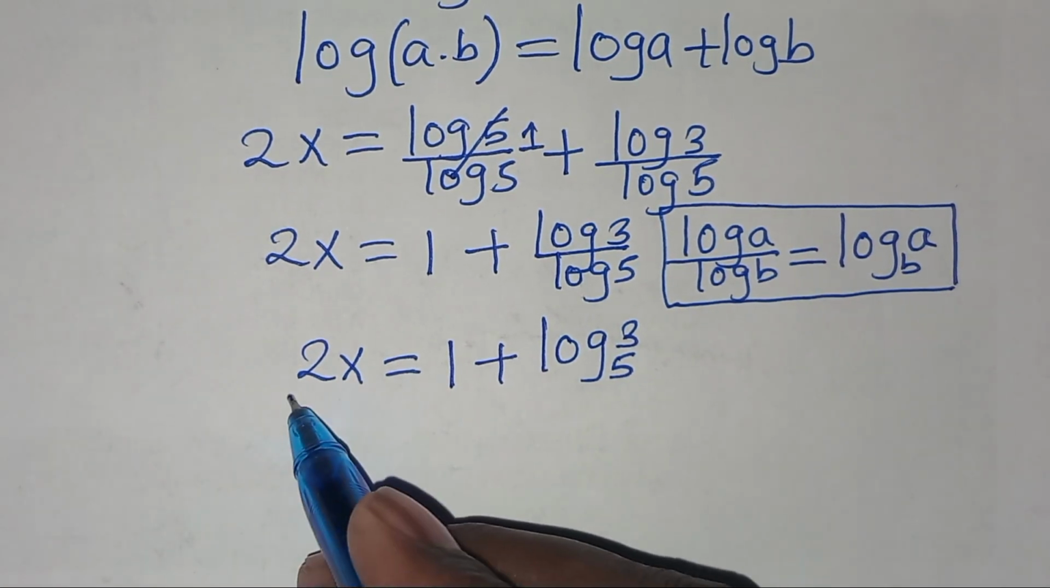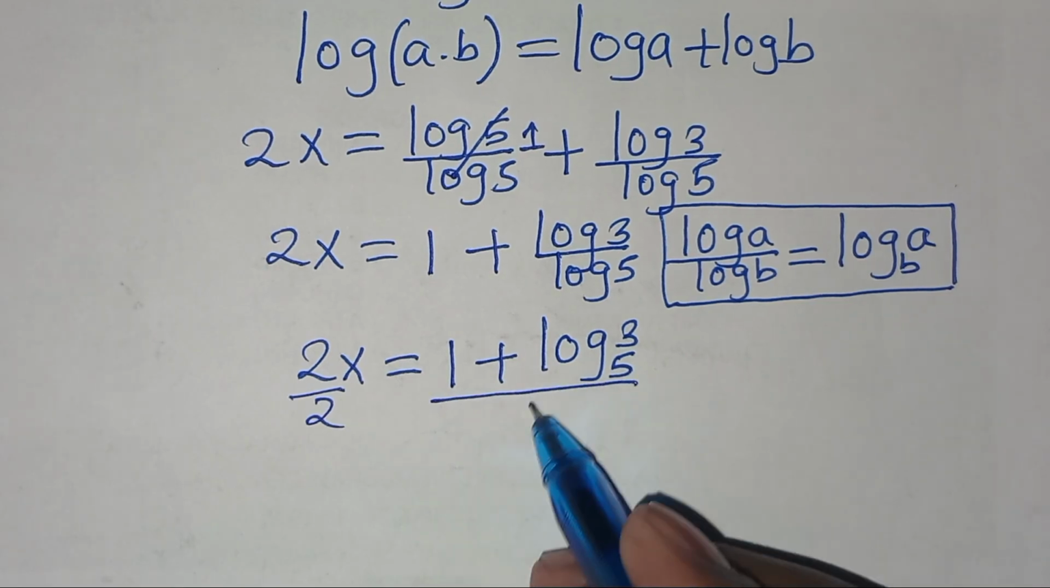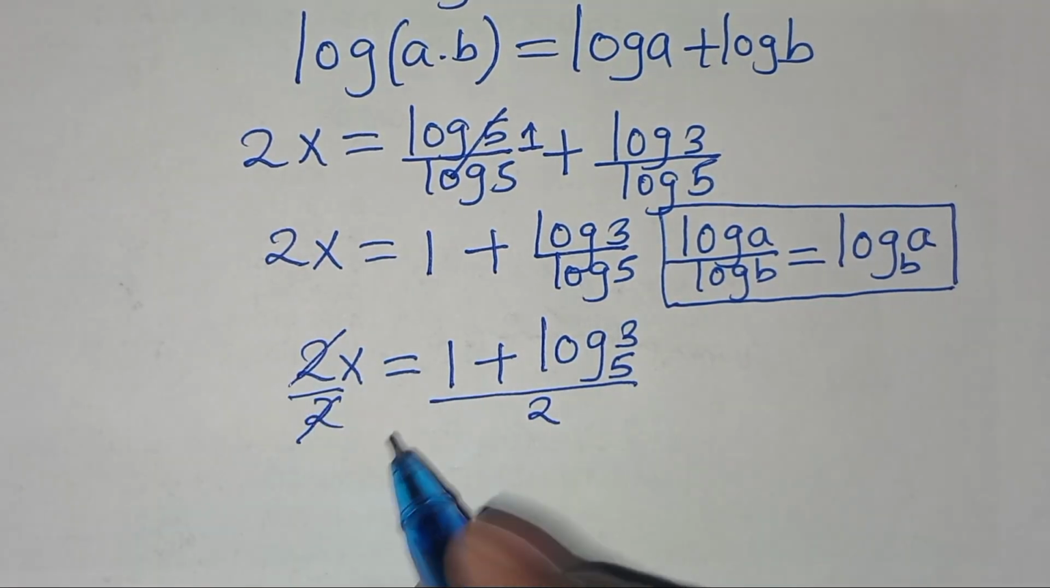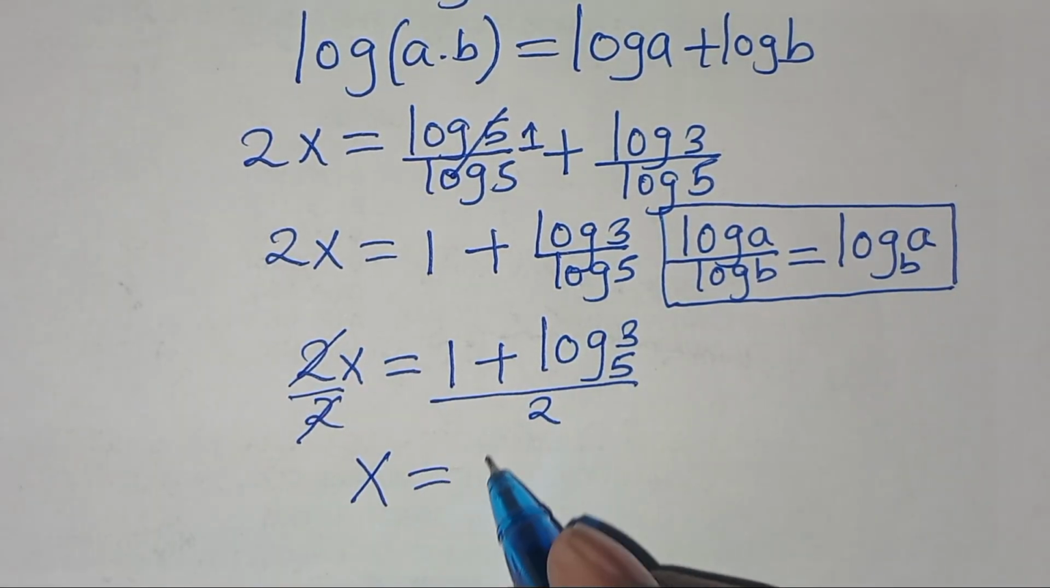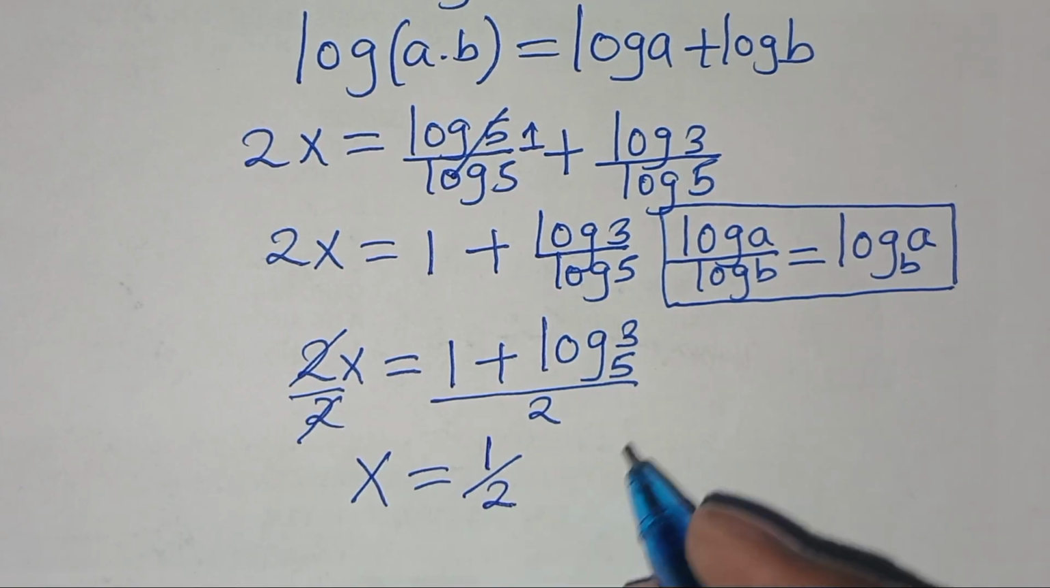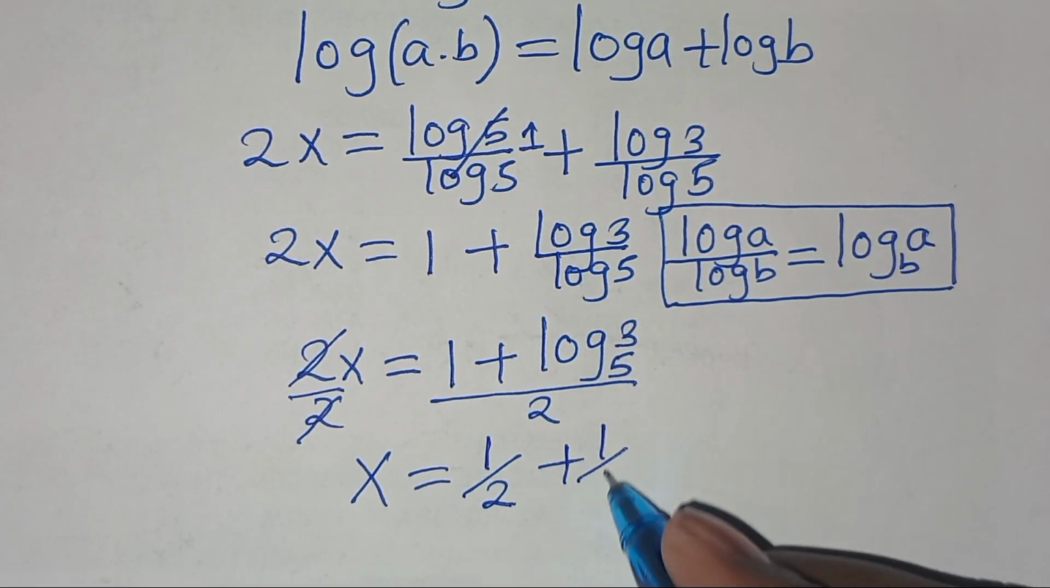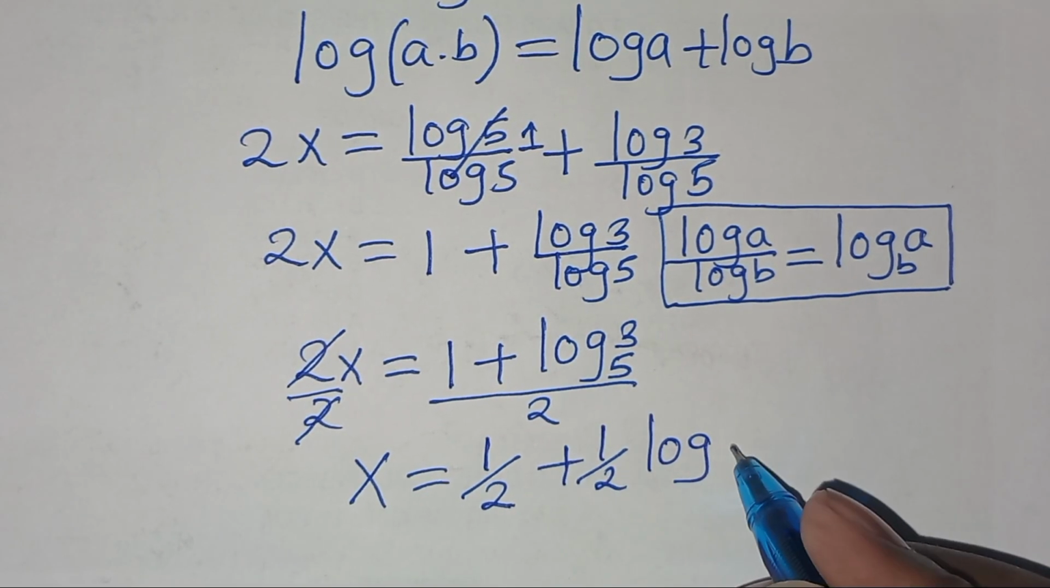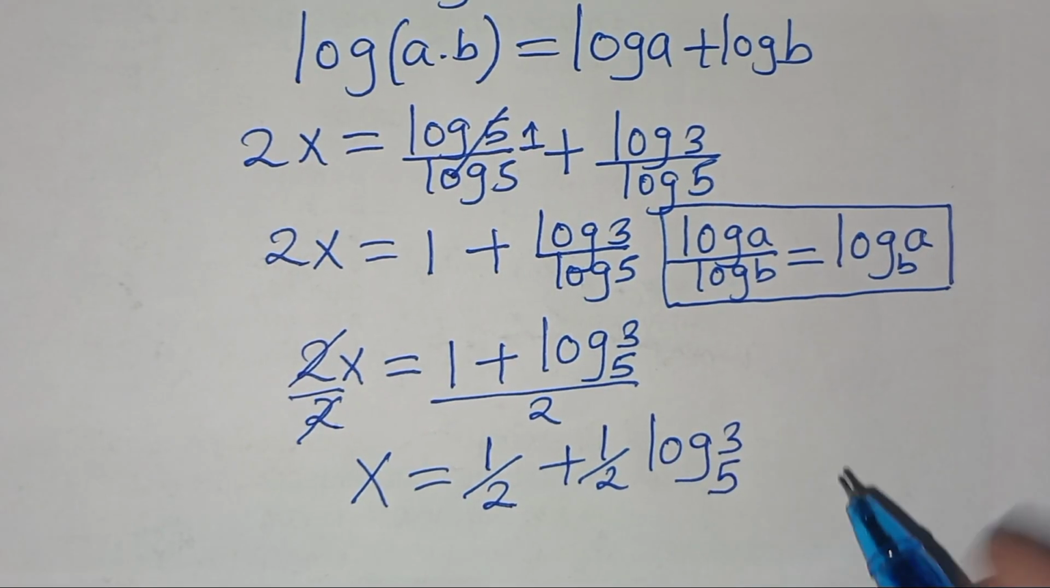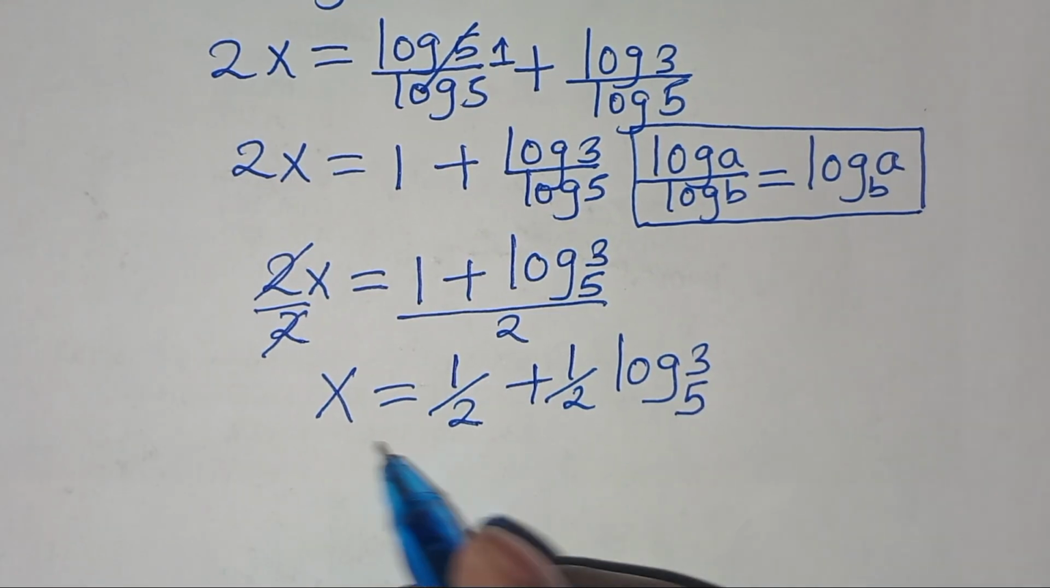So let's divide both sides by 2, so that now the value of x is equal to half plus half log 3 to base 5. So this is the value of x.